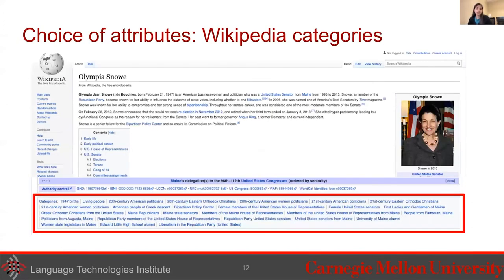Now, fortunately for us, Wikipedia editors attach categories as metadata to articles, and these are often highly reflective of the traits of the article subject. So examples of categories are things like 20th century American politicians or people from Maine. These categories are clearly visible to readers and writers. So that means that they're traits that might affect how the article is written. There might be other traits that aren't present in these categories, but if editors aren't aware of them, they're not clearly visible on the page, we don't really have any reason to believe that they affect the way the article is written.